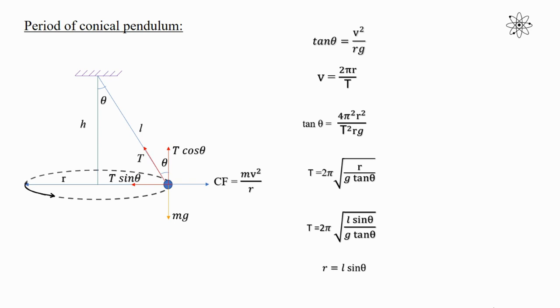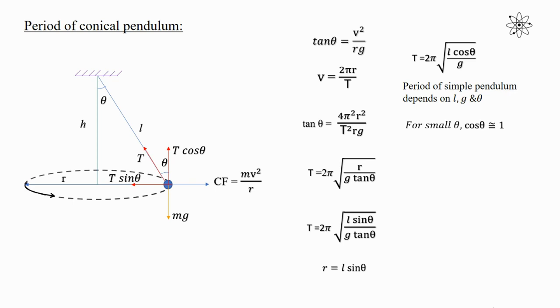Now, let's substitute the value of r, that is L sine theta, in the given equation. We have the period T is equal to 2 pi under root of L sine theta divided by g tan theta. So tan theta is sine theta divided by cos theta. The tan theta gets cancelled. Ultimately, we have the equation for the period T is equal to 2 pi under root of L cos theta divided by g. From the above equation, we can see, students, the period of a conical pendulum depends upon the length of the pendulum, acceleration due to gravity, and the semi-vertical angle theta.